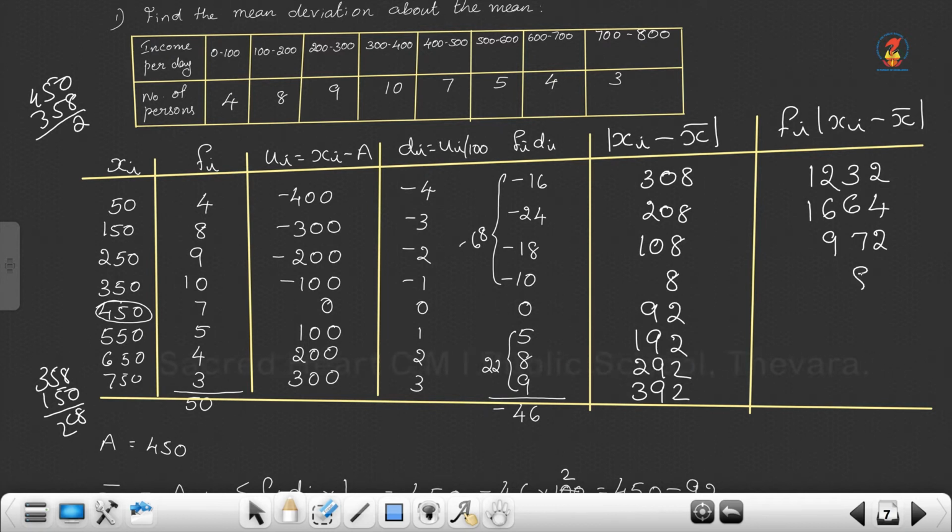8 into 10 is 80. Then 92 into 7. Is it 644? Then 192 into 5. It is 960. Then 292 into 4, that is 4 2s are 8. 1168. Then 392 into 3, 6. 1176.